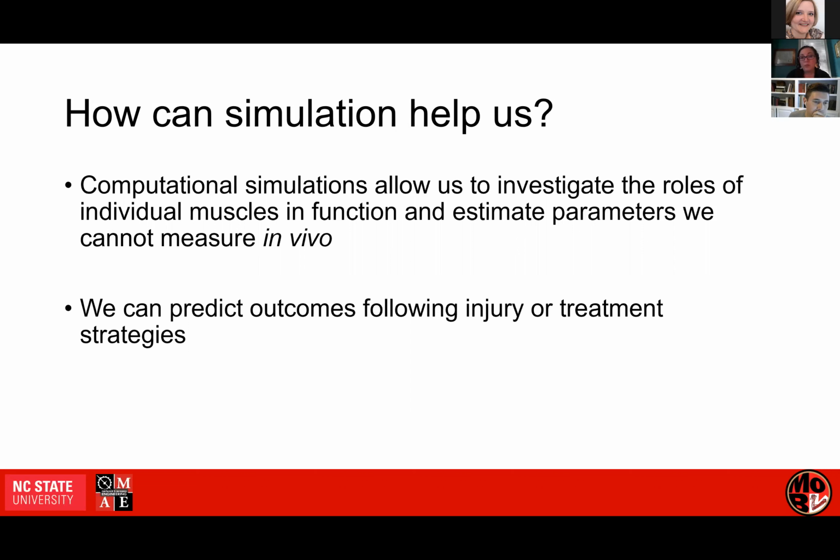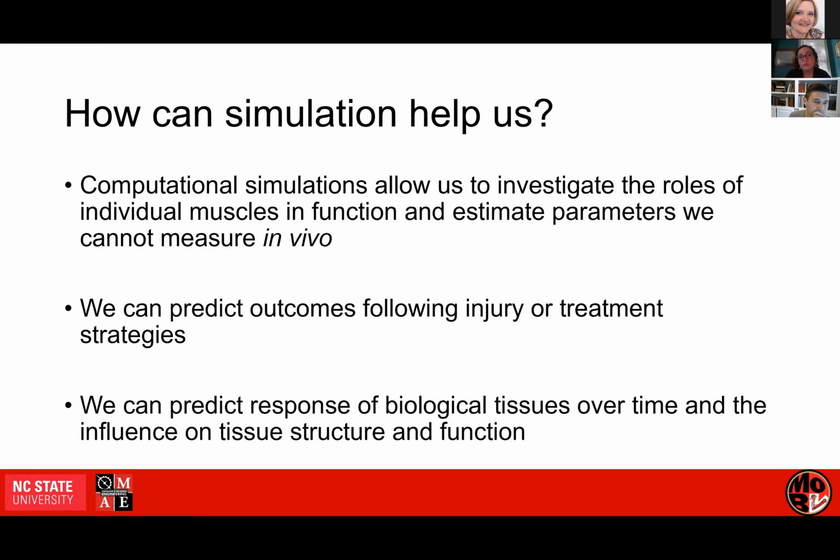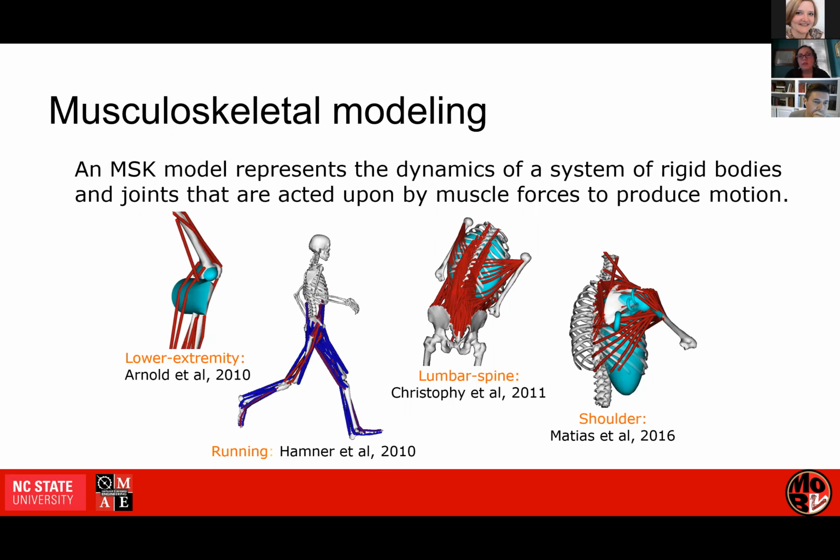We can predict outcomes following injury or treatment strategies that allow us to have a better foundation to make clinical decision-making. And we can predict the response of biological tissues over time and their influence on tissue structure and function. So to do this, we use a musculoskeletal modeling approach, which represents the dynamics of the system. It treats the limb segments as rigid bodies and the joints that are acted upon by muscle tendon actuators to produce motion. And many groups use a similar approach to approach other different parts of the body.